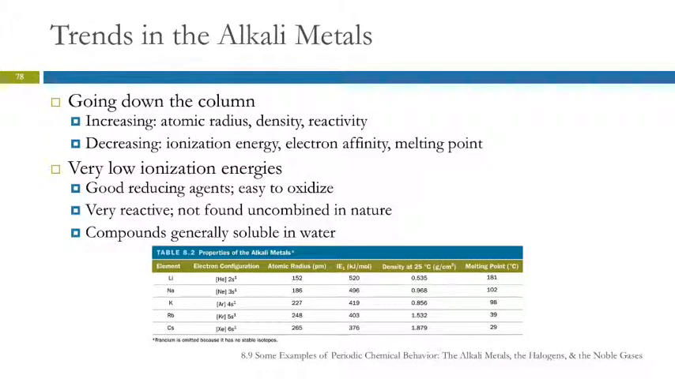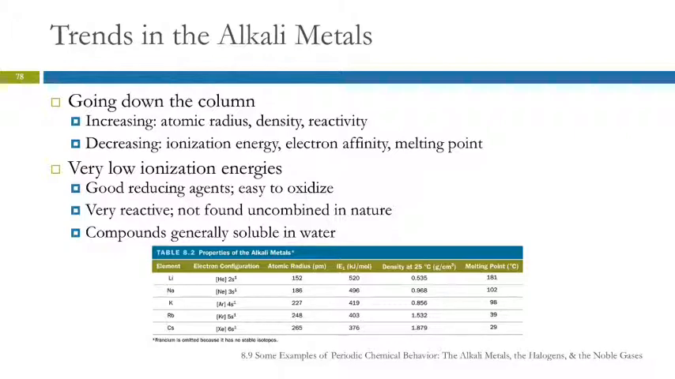I'm going to go through these trends pretty quickly because mostly you can just read about it. The alkali metals, group 1A. These are just the same trends we've been looking at. Atomic radius, density, and reactivity increase as we go down the column. The ionization energy, the electron affinity, and the melting point decrease.